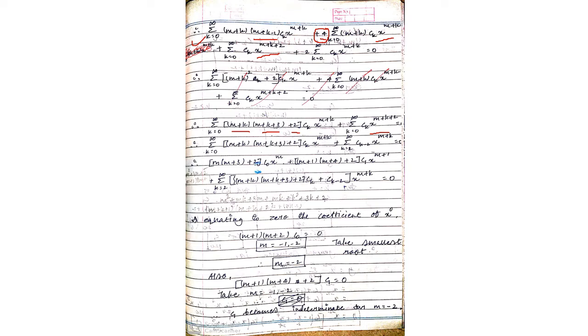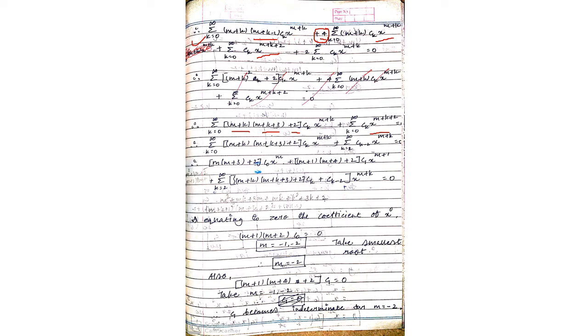In place of k, what to write? k minus 2, so that will be c of k minus 2 x to the k minus 2 plus 2. Again, in place of k I am writing k minus 2, so minus 2 plus 2 will be cancelled out, so x to the m plus k. Now see, both terms have a similar power, but the series is different. The first series starts from 0 to infinity, and the second one starts from 2 to infinity. So from both series you have to make one common series, and that will be 2 to infinity.